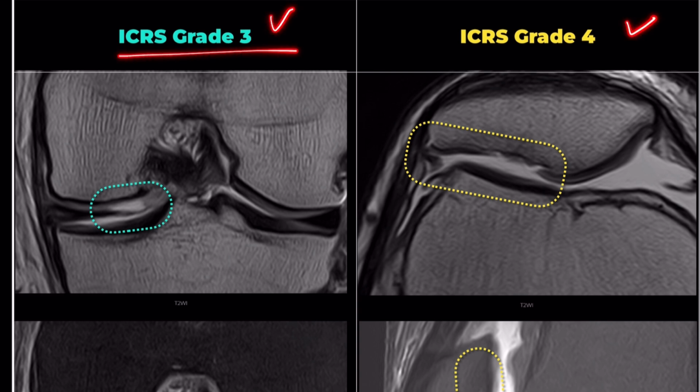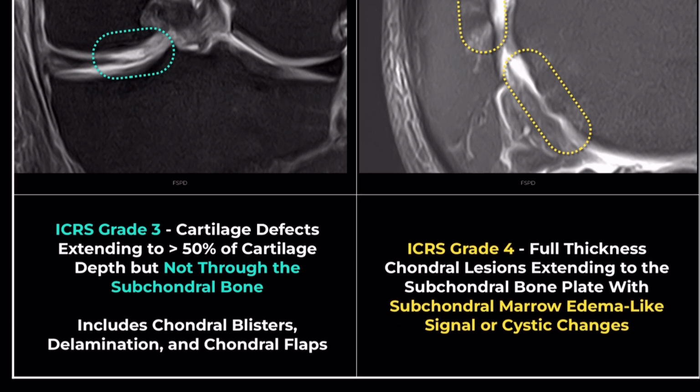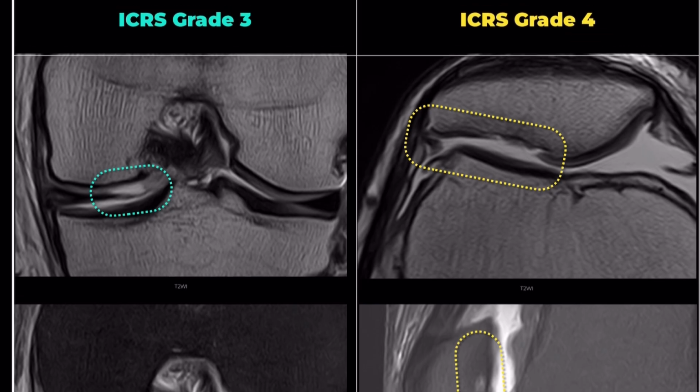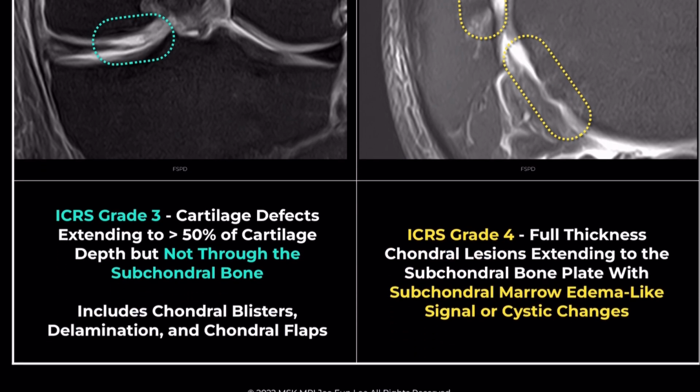In the left case, we can see a more than 50% cartilage defect on the medial femoral condyle, which corresponds to ICRS Grade 3. The case on the right is a bit different. Here, we not only have a full-thickness chondral lesion but also see a subchondral marrow edema-like signal or cystic changes. This classifies as ICRS Grade 4.